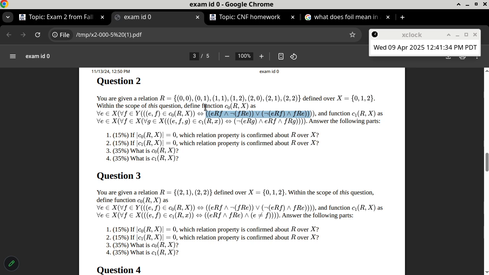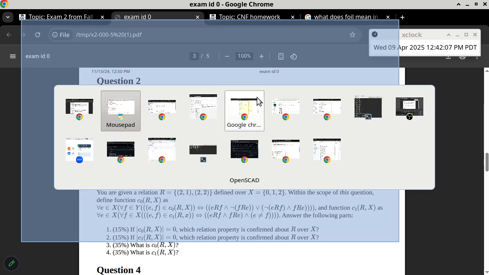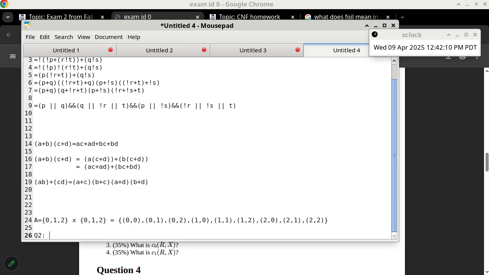I see at least two, because (0,1) is in the set, but (1,0) is not. (2,0) is in the set, but (0,2) is not. So in this particular case, C0 would be returning a set with two elements: one is (0,1), the other is (2,0). Actually, it has four elements, because (1,0) is also one of the elements, and (0,2) is also one of the elements. Let me just write it down. For Q2, C0 Rx is going to return a set where (0,1) is in the set, (1,0) is in the set, (0,2) is in the set, and (2,0) is also going to be in the set.